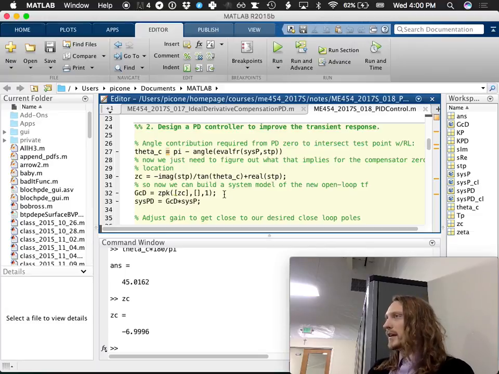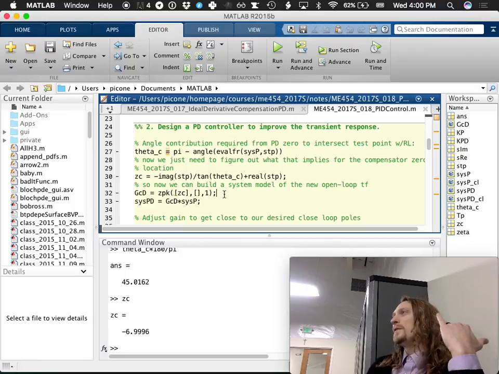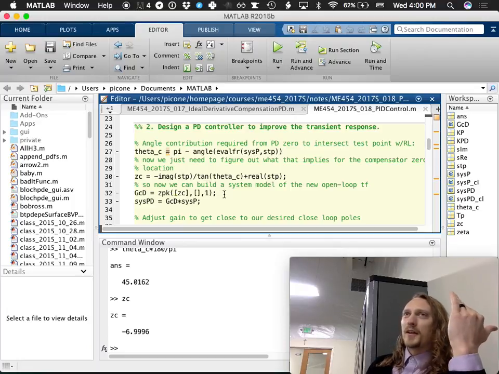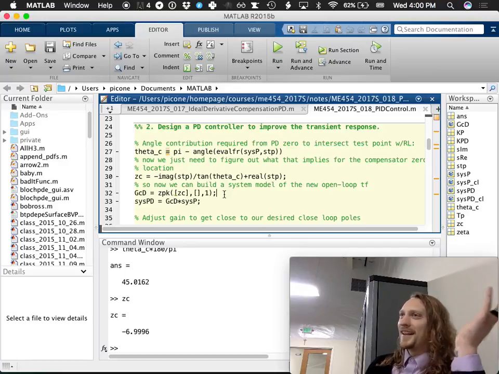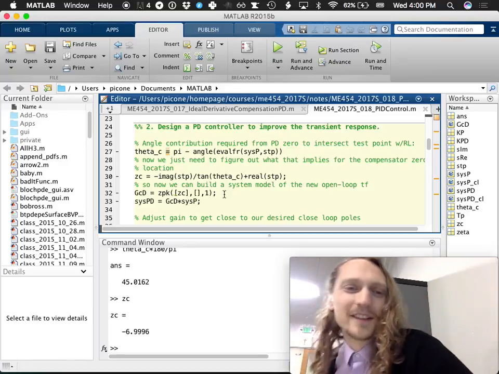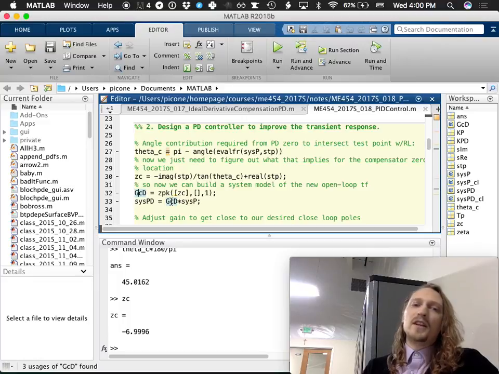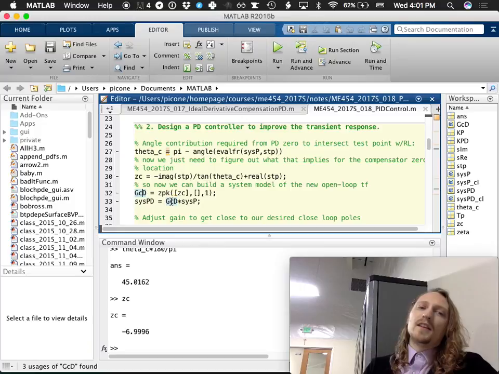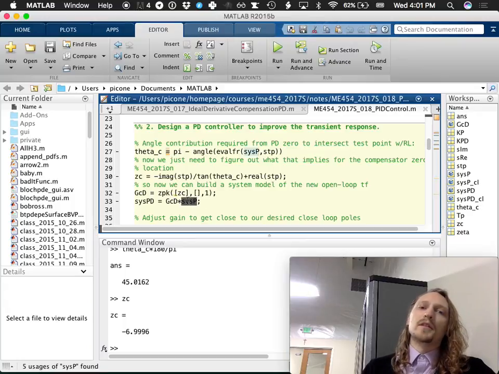Notice how often we use this ZPK idiom. It's because it allows us to build a model with exactly the zero, exactly the pole that we want, without thinking about what that means for what the transfer function would look like. I like using this idiom. It removes the human error that's often introduced when I think I know how to do that in my head. I know how to do it in my head like 9 out of 10 times, but that 10th time I screw it up, and then that's 20 minutes of me floundering around not knowing what's going on. So I do recommend using ZPK. And then, so that's our compensator. So the G stands for a transfer function, the C stands for a compensator, and the D stands for derivative. It's the derivative compensator. So I'm going to cascade that together with my original proportional system. Okay?